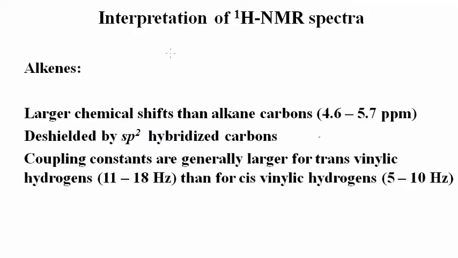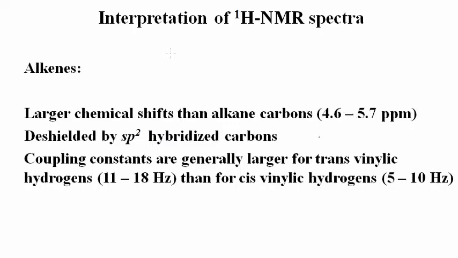The chemical shifts of vinylic hydrogens are larger than those of alkane hydrogens and typically fall in the range of 4.6 to 5.7 ppm. The vinylic hydrogens are deshielded by the sp2 hybridized carbons of the double bond and the local magnetic field induced by the pi bond of alkenes.